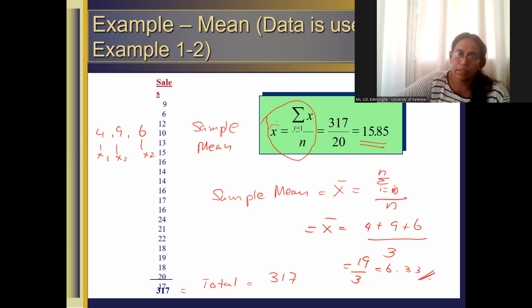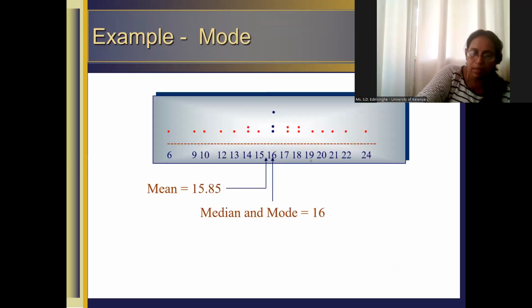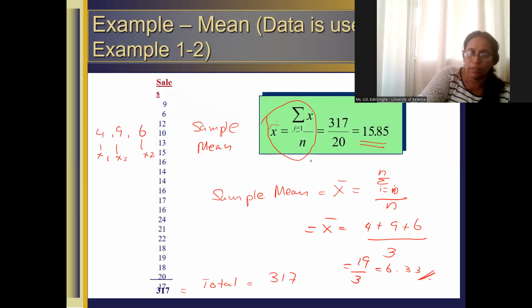So I have not mentioned the bar here. Please write the bar there. X bar equals sigma i goes from 1 to n divided by n. This is the sample mean. Okay.